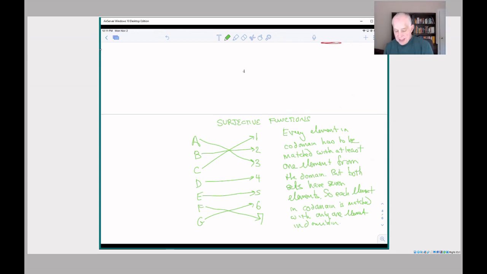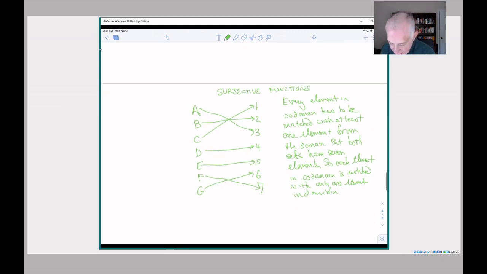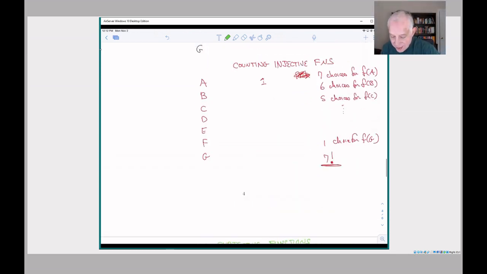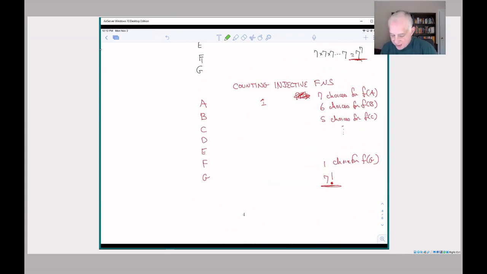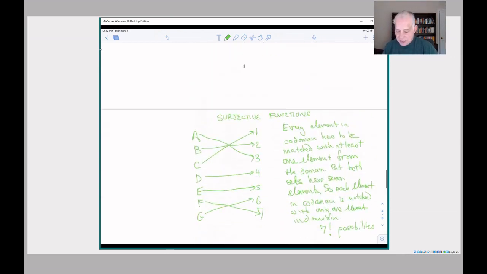And what that means is that once again you have to choose, for each element in the codomain. For the first element of the codomain, you have 7 choices for what maps to it. For the second element of the codomain, you have 6 elements which map to it, and so on. And so once again, you have 7 factorial possibilities. Now notice that the number of injective functions and the number of surjective functions is the same. They're both 7 factorial.